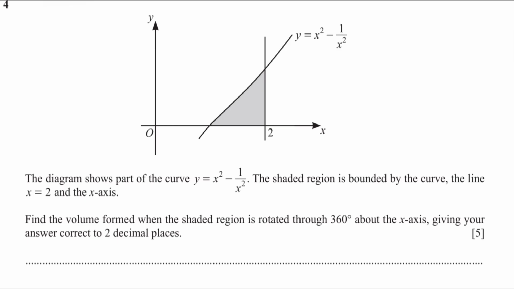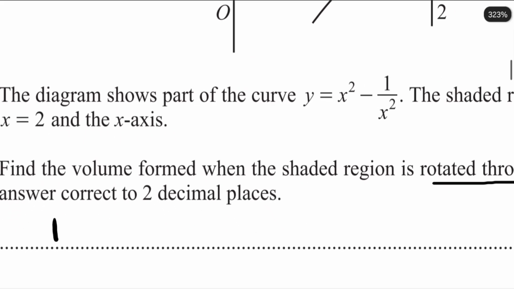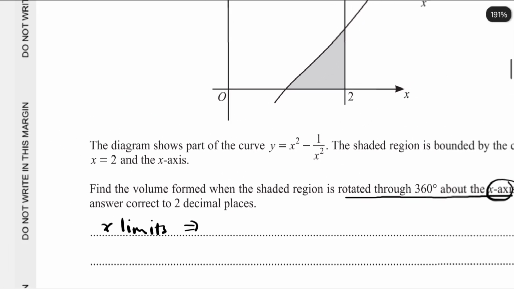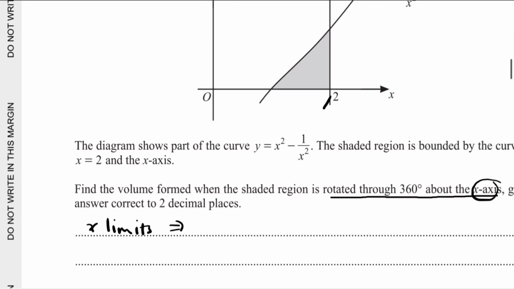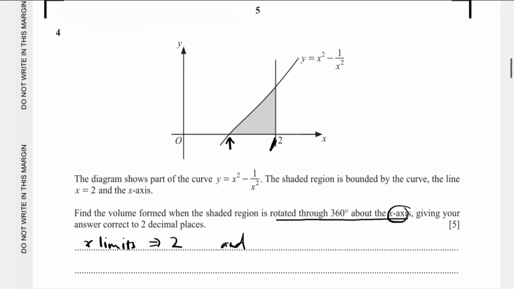So whenever they say the shaded region is being rotated through 360 about the x-axis, it means we use limits in the x-axis. So let me just write it as x limits, and the limits that we're going to use are this one and this one right here. So we have 2, and the other one we find when y equals 0, because we know on the x-axis y is 0.